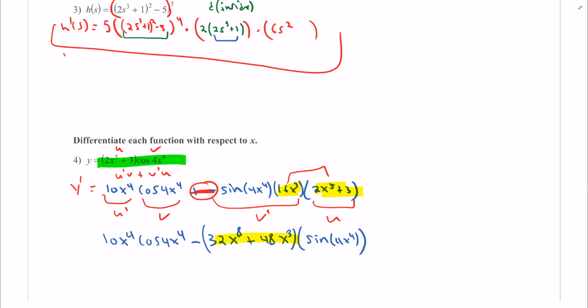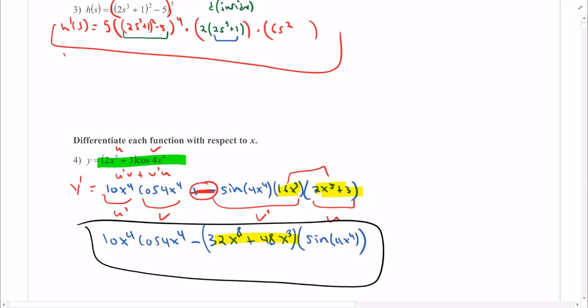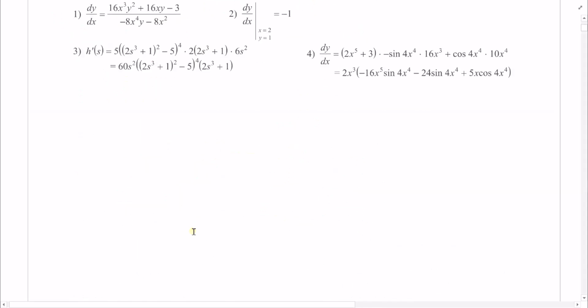That's plenty good. All right, and be aware that it might be a quotient rule problem, right? Or something like that. So there you go. That's it.